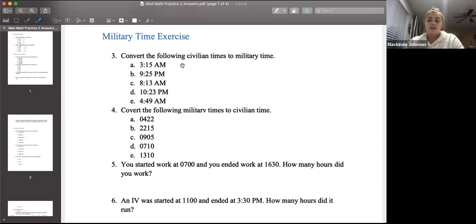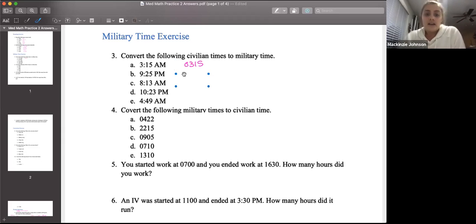So it starts at 1 a.m. It's going to be 100 hours. Then 200 hours for 2 a.m. And then 300 hours for 3 a.m. So this one is 3:15 a.m. So it's going to be 3:15.